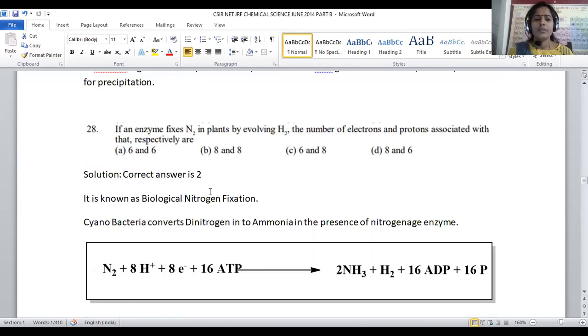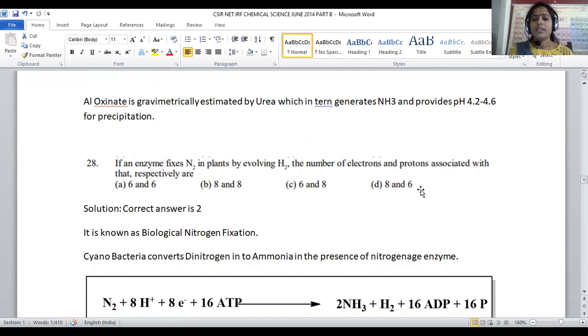Let us move on to question number 28. If an enzyme fixes nitrogen in plants by evolving hydrogen, the number of electrons and protons associated with that, respectively. This is part of bio-inorganic chemistry, right? So here, nitrogen fixation. During the nitrogen fixation, hydrogen gas is evolved. So how many electrons and how many protons are required for this kind of nitrogen fixation?